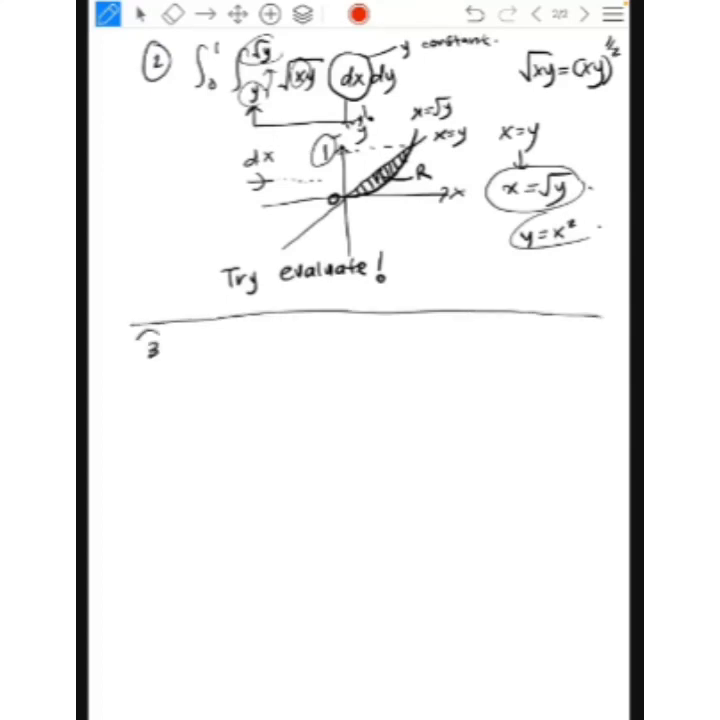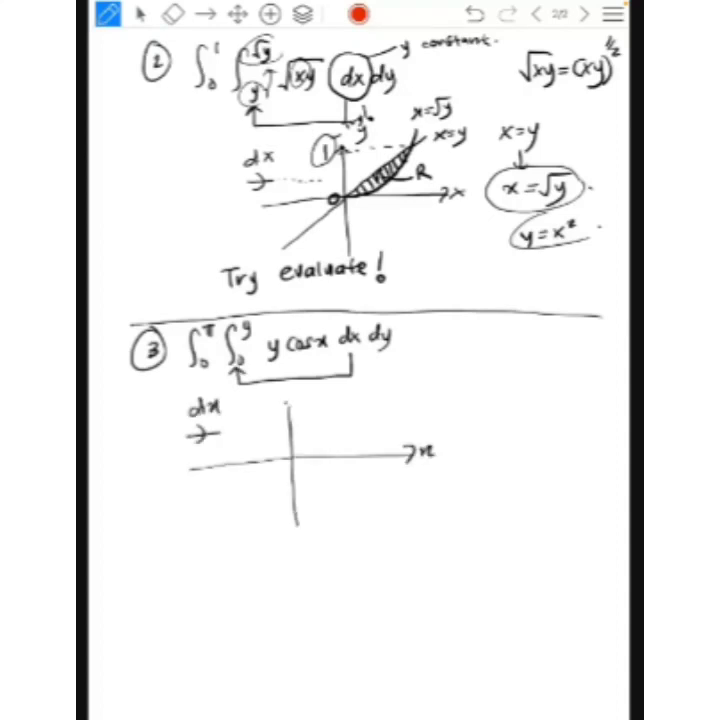Question number 3. So again, it goes to from x first. Okay. So dx kat sini. And as it walks along x-axis, it will find x equals to 0, then x equals to y. So x equals to 0, what is it? It is not the point 0 here.